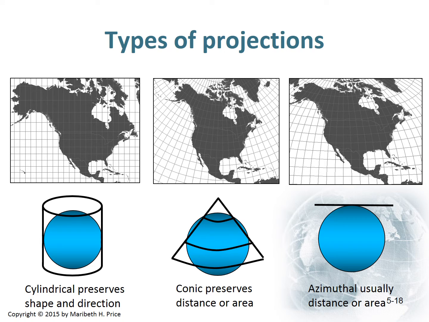Types of projections. A cylindrical projection preserves shape and direction, so if that's what you're interested in, that's what you do. If you're talking about distance and area, then you probably want to look at something that's more conic. Azimuthal is also really good for distance and area, but only in areas that are most proximal to where that plane contacts the geode.